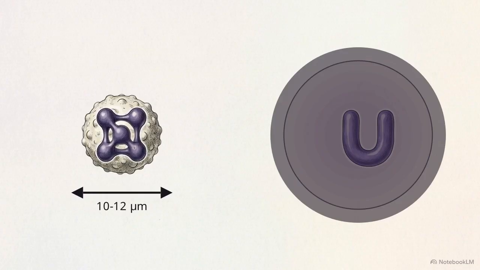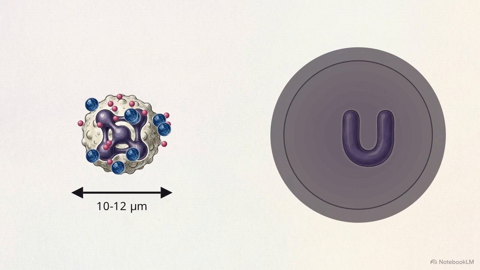Surrounding that nucleus is an arsenal of chemical payloads. The cytoplasm is packed with secondary specific granules containing lactoferrin alongside primary azurophilic granules. These primary granules are essentially lysosomes loaded with the enzyme myeloperoxidase.